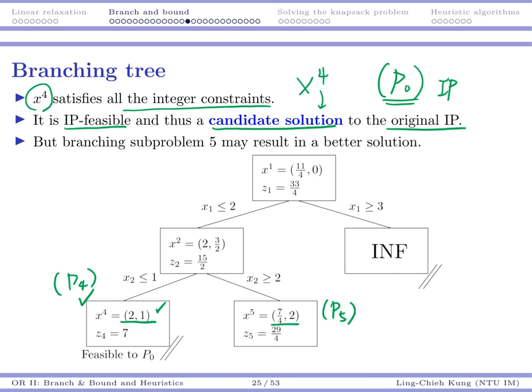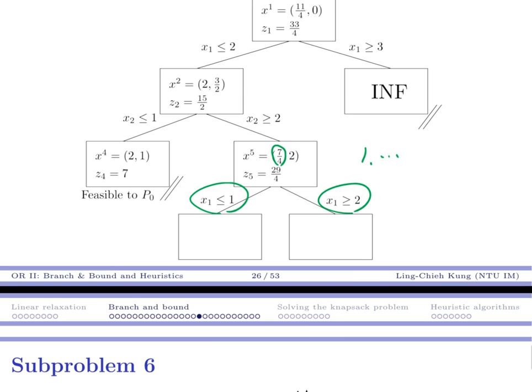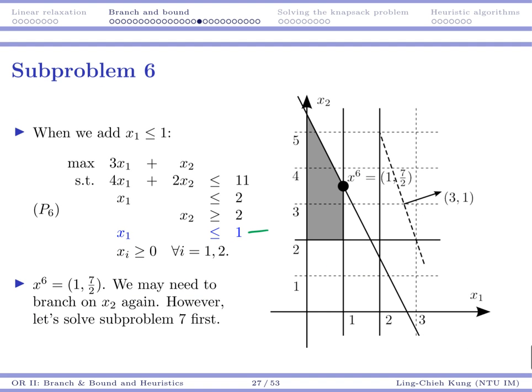So let's move on. This value, 7 over 4, is 1 point something. So we add two constraints, x1 less than or equal to 1 and x1 greater than or equal to 2. For the first one, we add a constraint, so now in this program we have 3 newly added constraints. Once we do this cut, we get (1, 7 over 2). Unfortunately, this is fractional again, so later we need to talk about this subproblem.